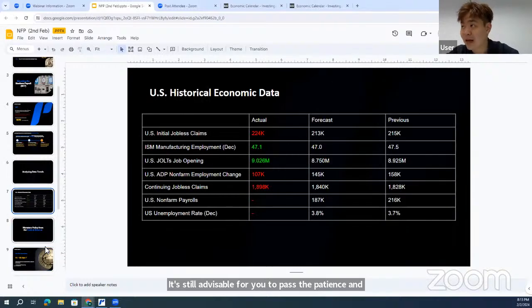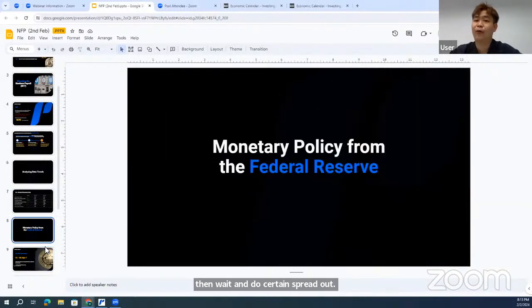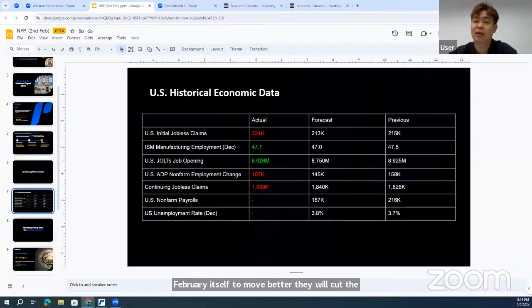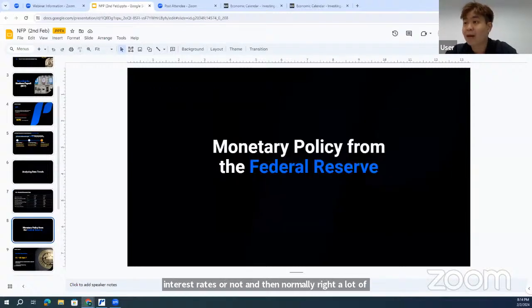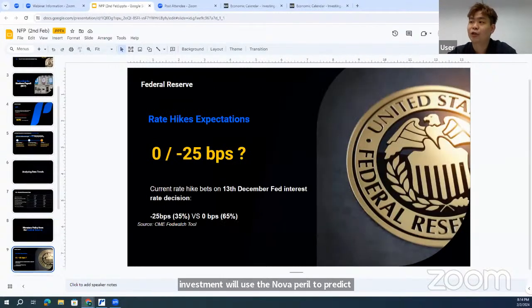Okay, so after you understand the non-farm payroll, another key thing that you need to monitor is the monetary policy, especially from the central bank, the Federal Reserve. This is a key thing in 2024 that we must focus on, because in 2024 there is big news regarding whether the Federal Reserve will cut the interest rates or not. And normally a lot of investors will use the non-farm payroll to predict whether the Fed should be cutting the interest rates or not.